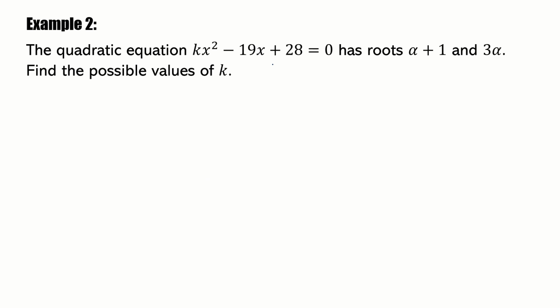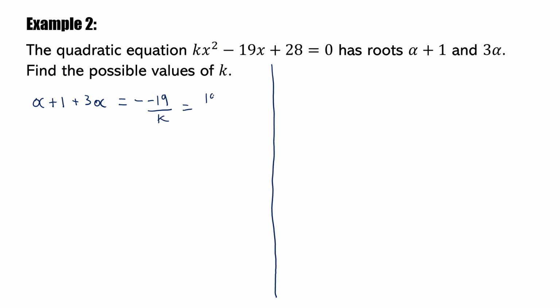So, we might not know how to start off this question, but a good thing to start with is anything we know how to do with quadratics and roots, which is, as we've just been discovering in this video, how to work out the sum of the roots. So in this case, the sum of our roots would be alpha plus 1 plus 3 alpha, and that's going to be equal to minus b, so that would be minus 19 over our a, which in this case is k, which comes to 19 over k, meaning we have that 4 alpha plus 1 is equal to 19 over k.